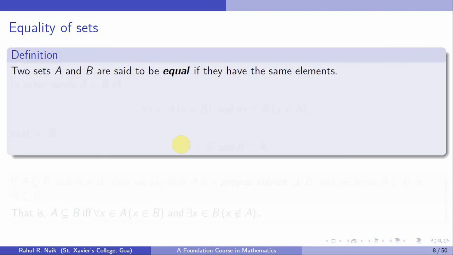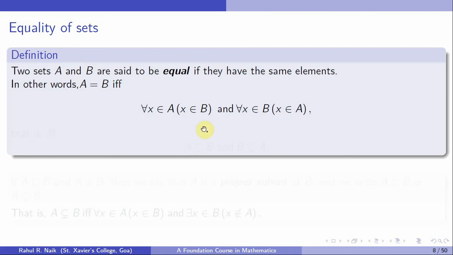This is how it is defined. Two sets A and B are said to be equal if they have the same elements. So in terms of subsets, A is equal to B if and only if for every x in A, x is in B, and for every x in B, x is in A. That is, every element of A is an element of B, and every element of B is an element of A. That is nothing but A is a subset of B as well as B is a subset of A. So whenever we want to prove that A is equal to B, most of the time we prove that A is a subset of B as well as B is a subset of A. A is equal to B if and only if A is a subset of B and B is a subset of A.